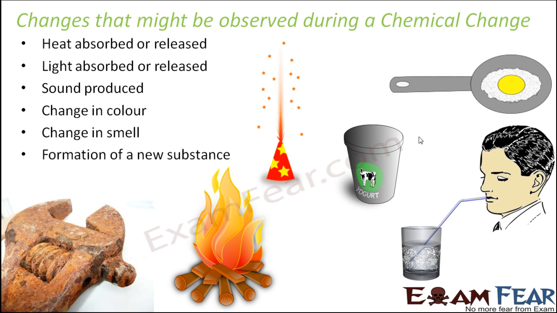Formation of a new substance. This happened in almost all the cases. Let's take the example of rusting. Rust was a new substance which was formed, the oxide of iron. So it is not necessary that in a particular chemical change all of these changes take place, but one or more of these were observed in every chemical change. So we can say that one of these can give an indication that the change is a chemical change.